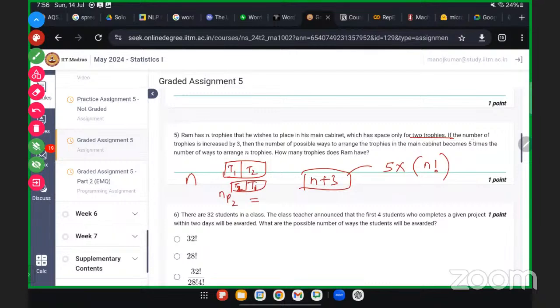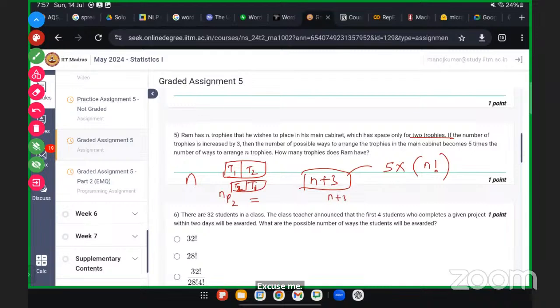only for 2. If the number of trophies is increased by 3, and the number of possible ways to arrange the trophies in the cabinet becomes 5 times, then the number of ways Ram can place his trophy will be n into n minus 1.